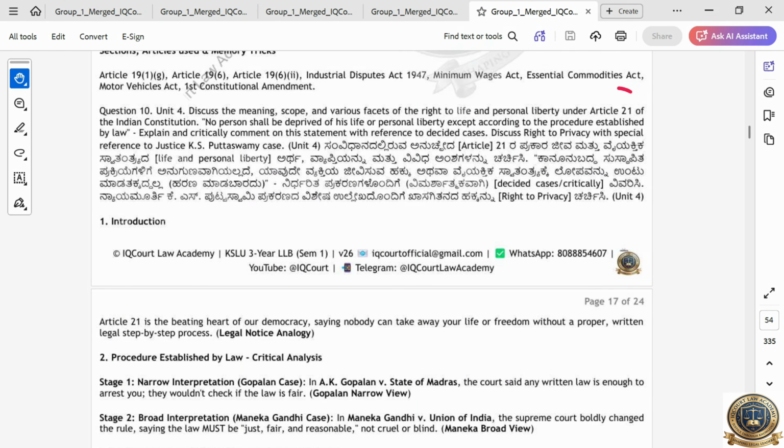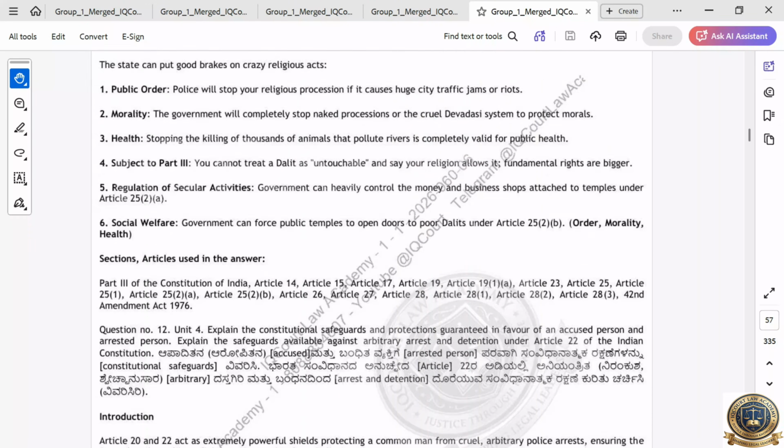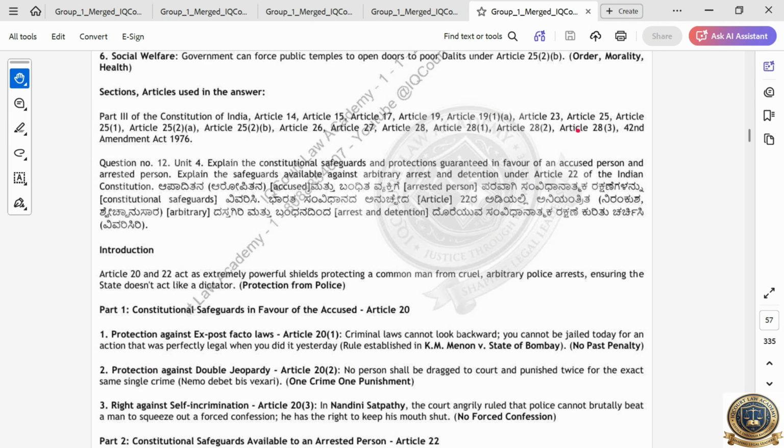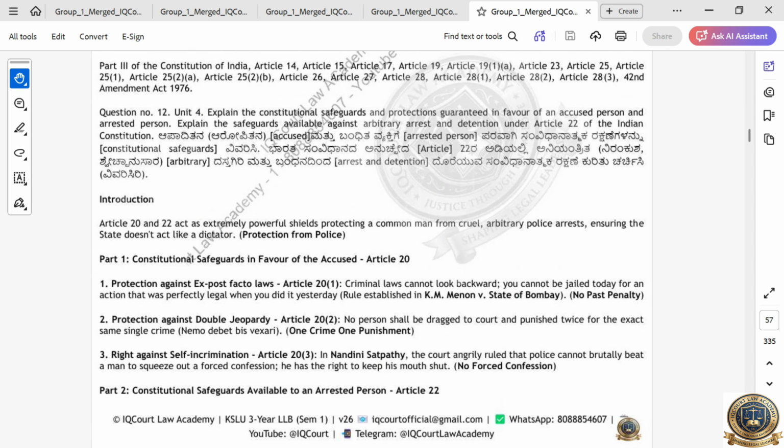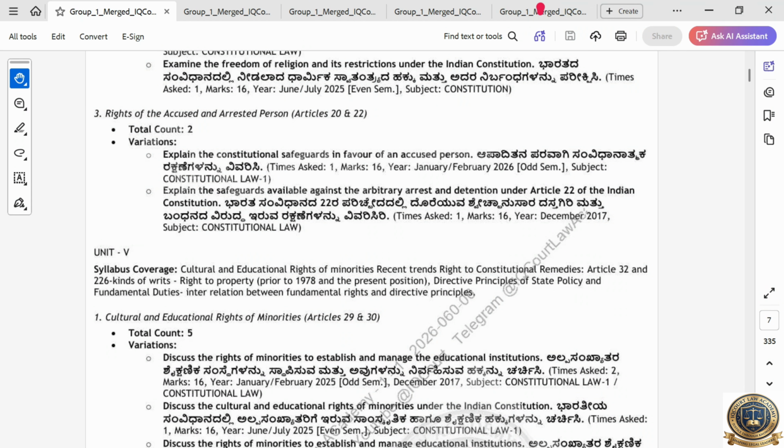This is the 4th unit. Article number 21, we have provided the answer in the study material. Then this one, 4th unit. Article number 22 also we provided. Explain the constitutional safeguards guaranteed in favor of an accused person. This we have covered everything. If they are asking in a different manner also, we have covered that question also.